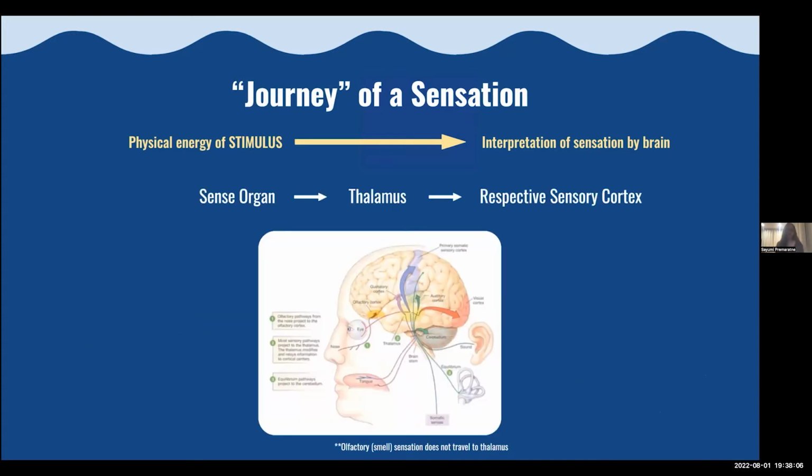So in general, most sensations will travel from the sense organ. It will go to your thalamus and then to the respective sensory cortex. So for example, with vision, that stimulus will go from your eyes to the thalamus and then the visual cortex. The key exception would be the olfactory or smell sensation. So that one does not go to the thalamus, but it'll go to the olfactory cortex directly.